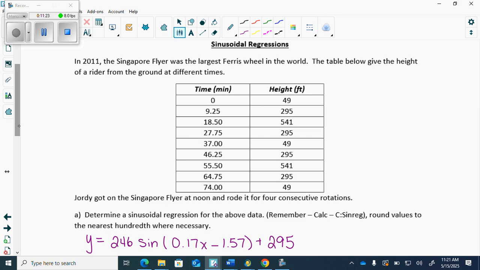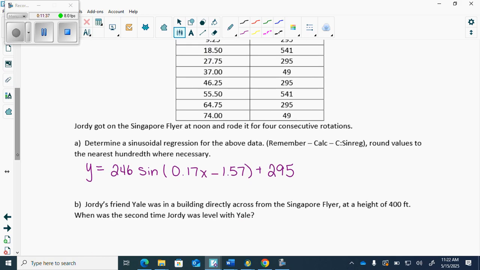How long did it take her to do one full revolution? None. She didn't get on. This would be the really easiest question if it was me getting on this flyer like Jordan. 0 time, 0 height. 74 minutes, 0 height. Yeah, I would never get on. All right. So they rode in 4 consecutive rotations. Okay.